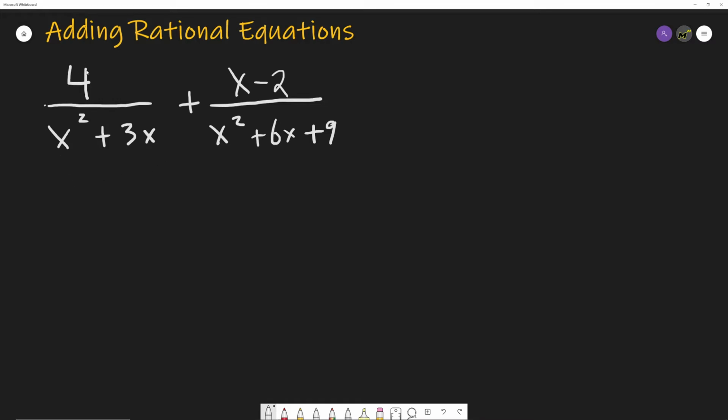So let's go ahead and find any GCF or factor what we can. So up in our numerator is 4. You can't really do anything with a 4. You can't really do anything with an x minus 2, but you can have a GCF of x on the denominator over here. So we have 4 divided by x times x plus 3. And on the right side, again, you can't do anything with the x minus 2. But we do have, let's see, what multiplies to 9 and adds up to 6. Looks like we have an x plus 3 times an x plus 3.